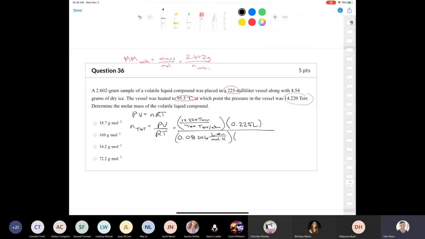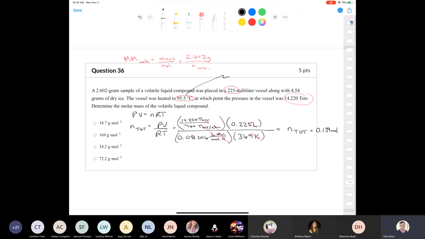And then my temperature, 95.5 degrees Celsius. I already went ahead and converted that into Kelvin. I got 369 Kelvin. And let's double check our units. Kelvin cancels out, liters cancel, atmosphere and torr cancel, and I end up with the total number of moles. So my total number of moles of all the gas particles is going to be equal to 0.139 moles.